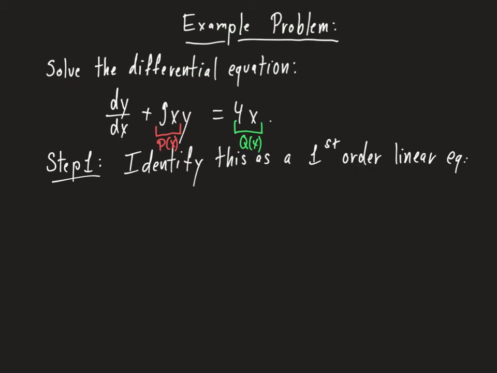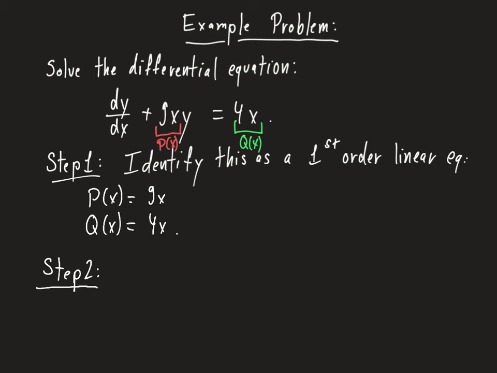All right, let's write these out. We have p of x, in this case, is equal to 9x, and q of x is equal to 4x. All right, now let's move on to step 2.